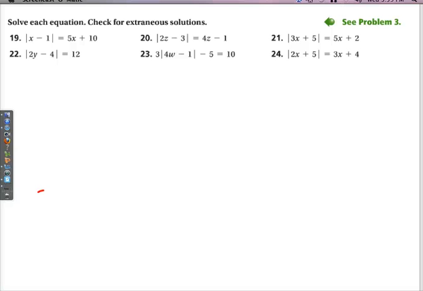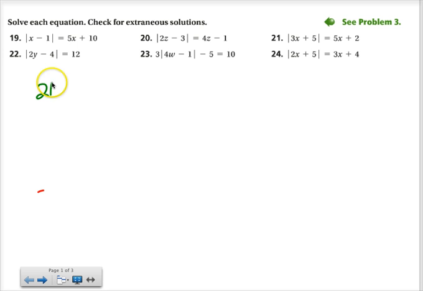These are the most frequently asked questions from section 16A1. I'm going to start with number 21 here.